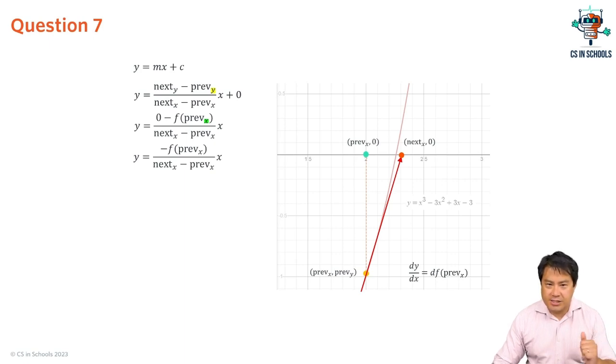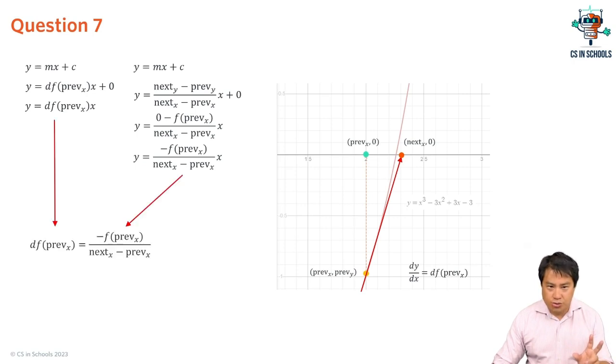And once again, the cut or the y-intercept is at 0. So we can simplify that down into y equals negative f of previous x, all on next x minus previous x, x. So these two equations are the same. They're describing the same red line. And so we can equate the two gradients together. So we can pull them out and set them aside at the bottom there.